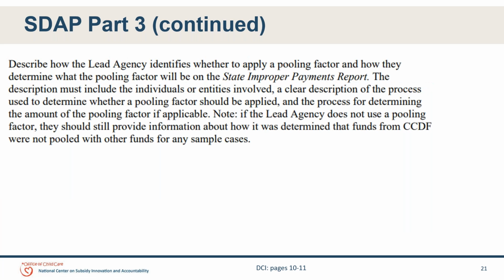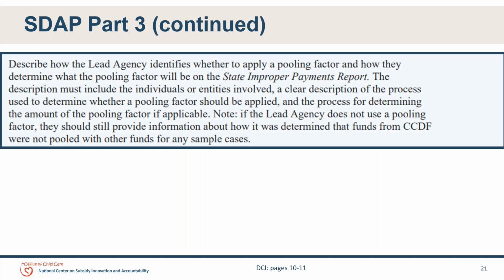Right, this next item, I know there's a lot of text here, but it is basically asking you to describe how you'll identify whether to apply a pooling factor and how you'll determine what that pooling factor will be on your final report. This isn't a yes or no item. It's not simply asking if you'll be using a pooling factor.